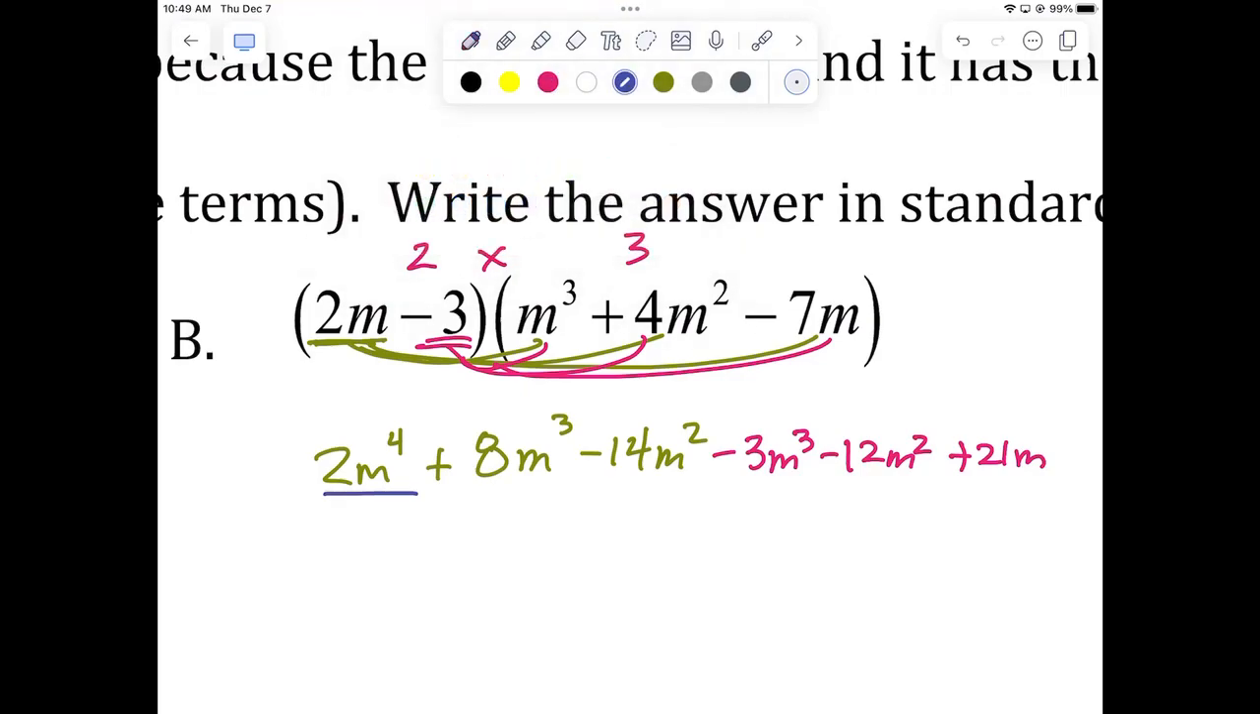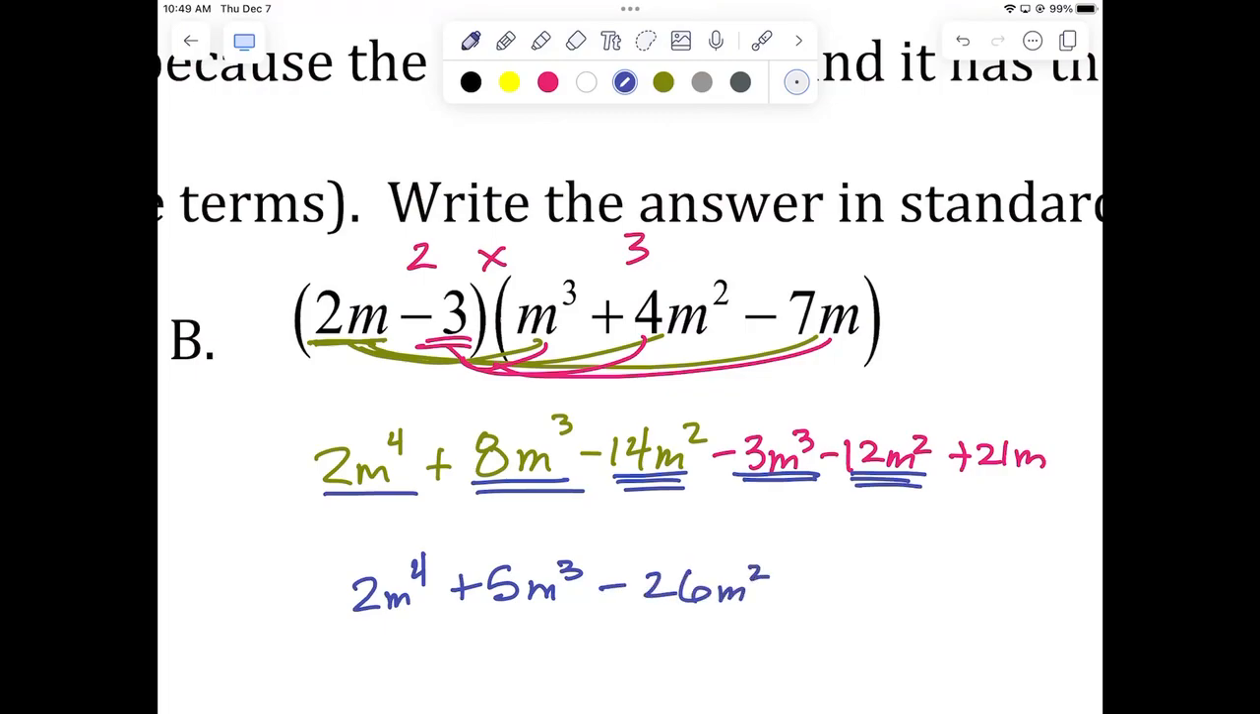Start with the largest degree, which is 4. So we got 2m to the 4th. There's no other 4th degree term. How about an m cubed term? We got 2 m cubed terms. So what are we left with? 5m cubed. Very good. 8 minus 3 is 5m cubed. How about some m squareds? Give it up for m squareds. How many do we have when we combine them? Negative 26. Very good. And then the last guy is just plus 21m.